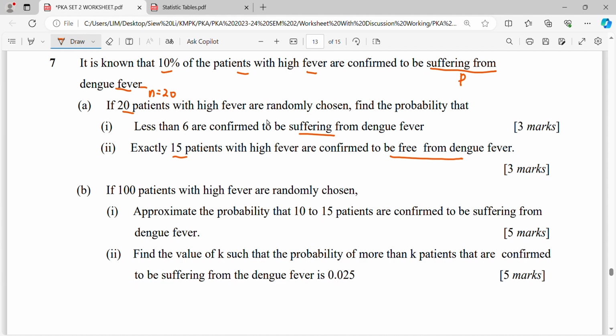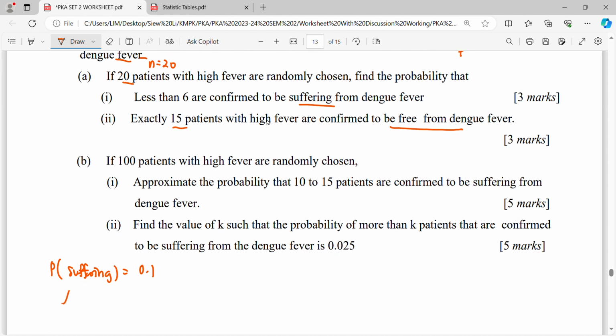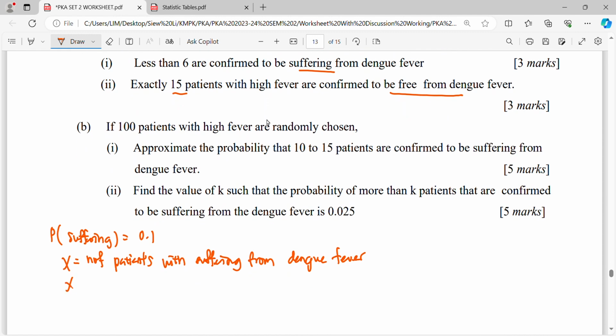So 10% means the probability of suffering is 0.1. So what does your X represent here? First, write your distribution before you start answering the probability. Your X represents the number of patients suffering from dengue fever. So X is distributed binomial with sample 20 and 0.1.